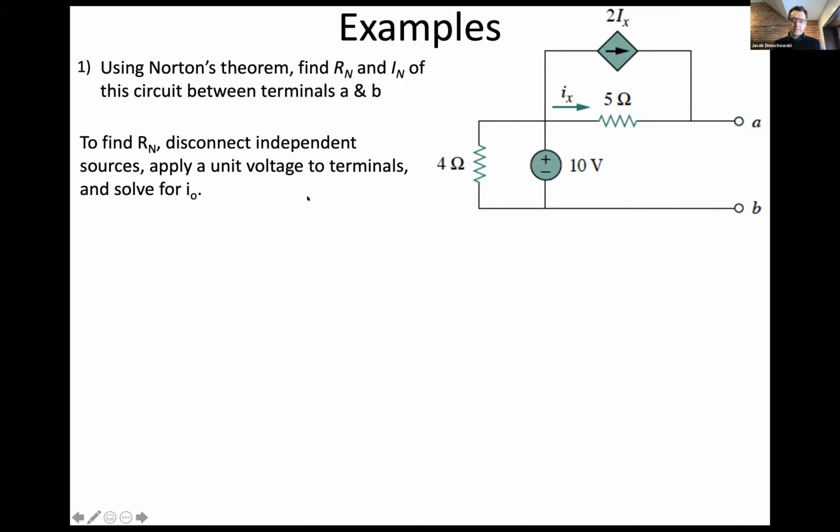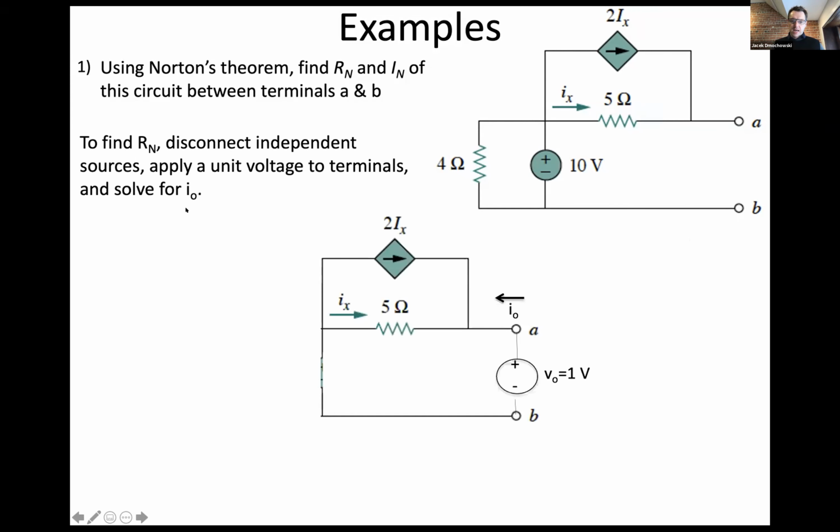So first of all, we're gonna disconnect the 10-volt battery. And as a result, the 4 ohm disappears, right? Because the 4 ohm is now shorted by the disconnected battery. So all we have is the 2ix dependent source and the 5 ohm resistor, which is in parallel. And now we have a test voltage source that we put in. We can call it 1 volt. And our job is to determine the value of I naught here.